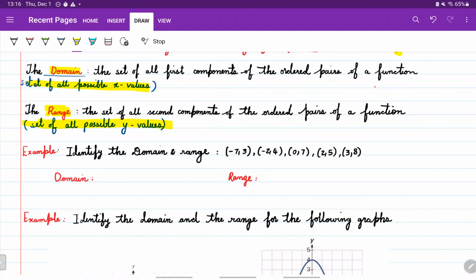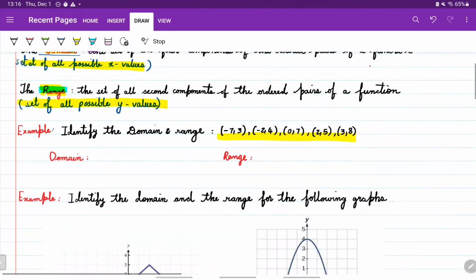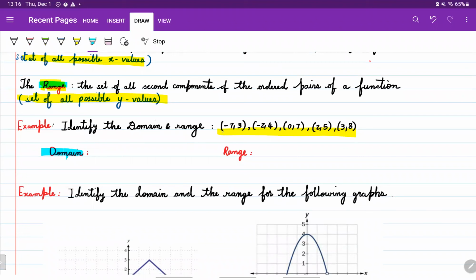Here we are given a set of ordered pairs, and we are asked to find the range and the domain of this function. As we just reviewed, the domain is the set of all possible x values and the range is all the y values. So the domain here is all the x values, which are -7, -2, 0, 2, and 3. Let us write them down.